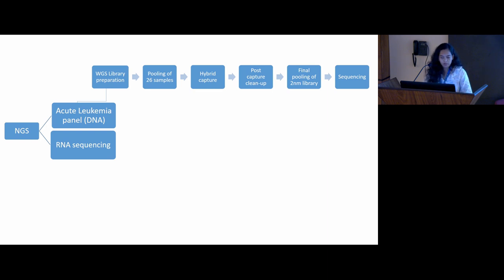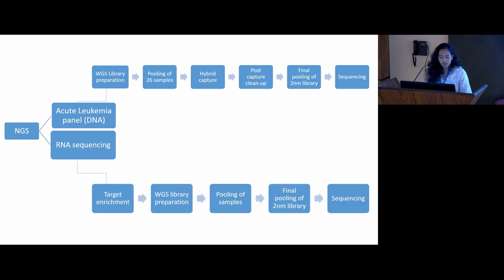For one pool we take 26 samples, which goes for hybrid capture, and then later on the post capture cleanup takes place, wherein we remove all the unbound probes, and then a final pooling of 2 nanomole library takes place, and it goes for sequencing. Similarly, for RNA sequencing, first we'll enrich the target by using a gene-specific PCR, and again it will go for WGS library prep, pooling of samples, and final pooling of 2 nanomole library and sequencing.